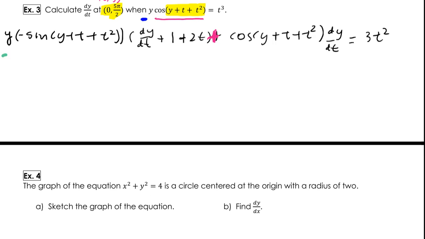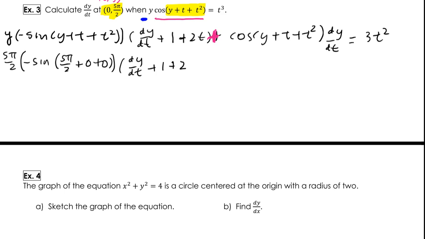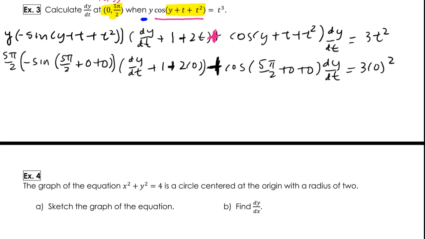So everywhere there's a y, we're going to write 5 pi over 2. So negative sine of 5 pi over 2. Lucky for us, t is 0. That's awesome. Then we have dy/dt times 1 plus 2 times 0. And then that big plus sign. And then we have cosine of 5 pi over 2 plus 0 plus 0. Again, lucking out, dy/dt. And look here, t is 0. Awesome. Okay, on the left now, we have 5 pi over 2.